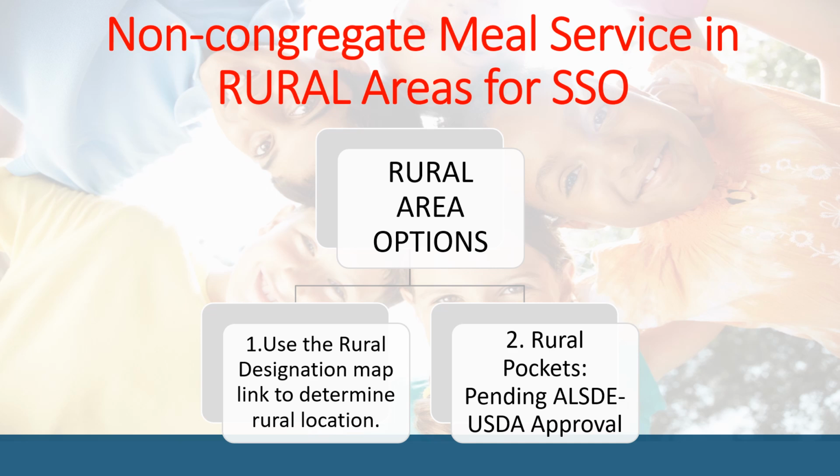Now, non-congregate meal service in rural areas for SSO. There are two options here to help determine whether or not your site is rural. The USDA's rural designation map can be used to designate the site as rural, as well as a rural pocket in a major metropolitan statistical area. To qualify as a rural pocket, you must have ALSDE and USDA's regional office approval.